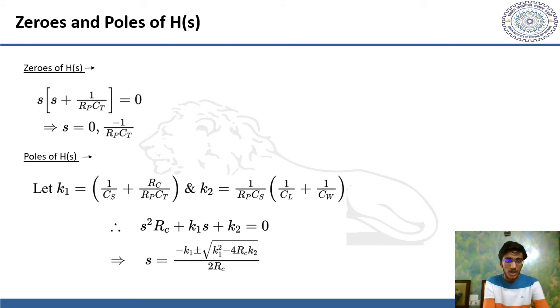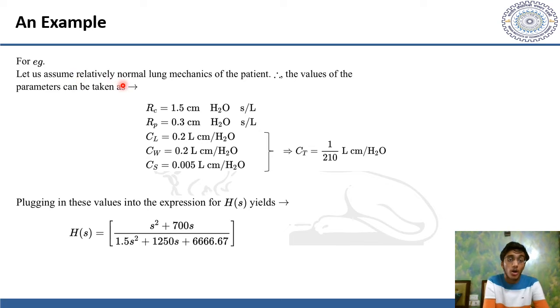In order to get a deeper understanding of our system, let us take a real life example. Let us assume relatively normal lung mechanics of any given patient in general, and therefore the values of the parameters can be taken as follows. RC, the central airway resistance, is equal to 1.5 centimeters H2O seconds per liter. RP, the peripheral airway resistance, is taken to be 0.3 centimeters H2O second per liter.